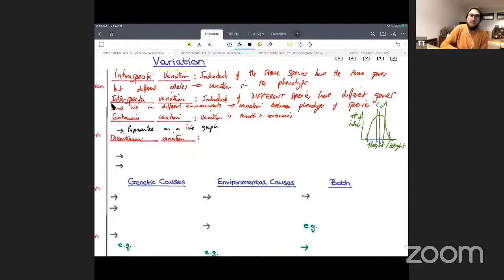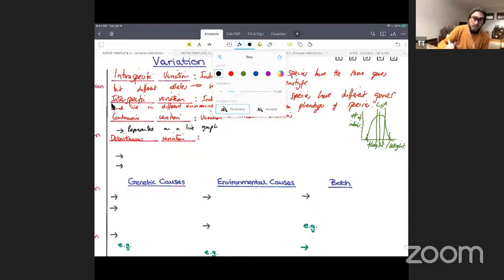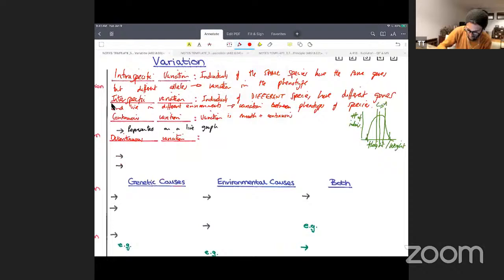So discontinuous variation is where individuals fall into discrete groups with no intermediates. Discrete means unique. Individuals, or maybe phenotypes, fit into discrete groups. In fact, I'm going to leave myself a bit of space. I'm going to move discrete groups in, and so there are no intervals. So how would you represent discrete different groups?